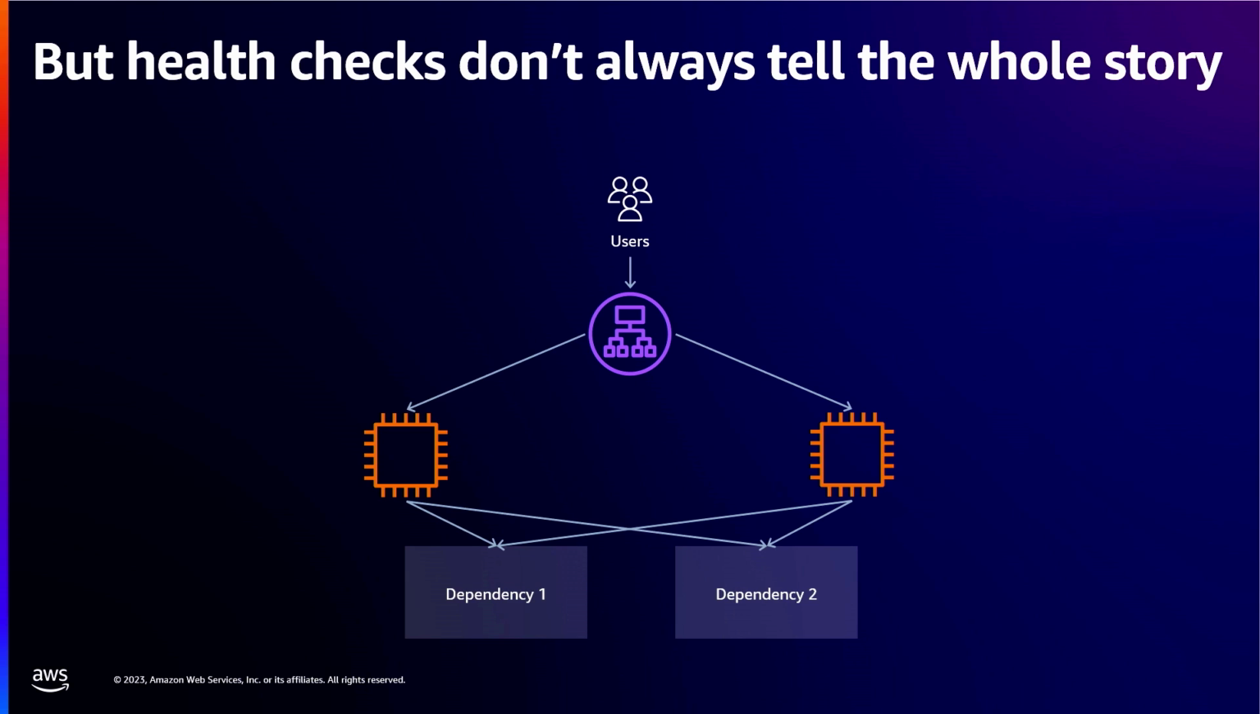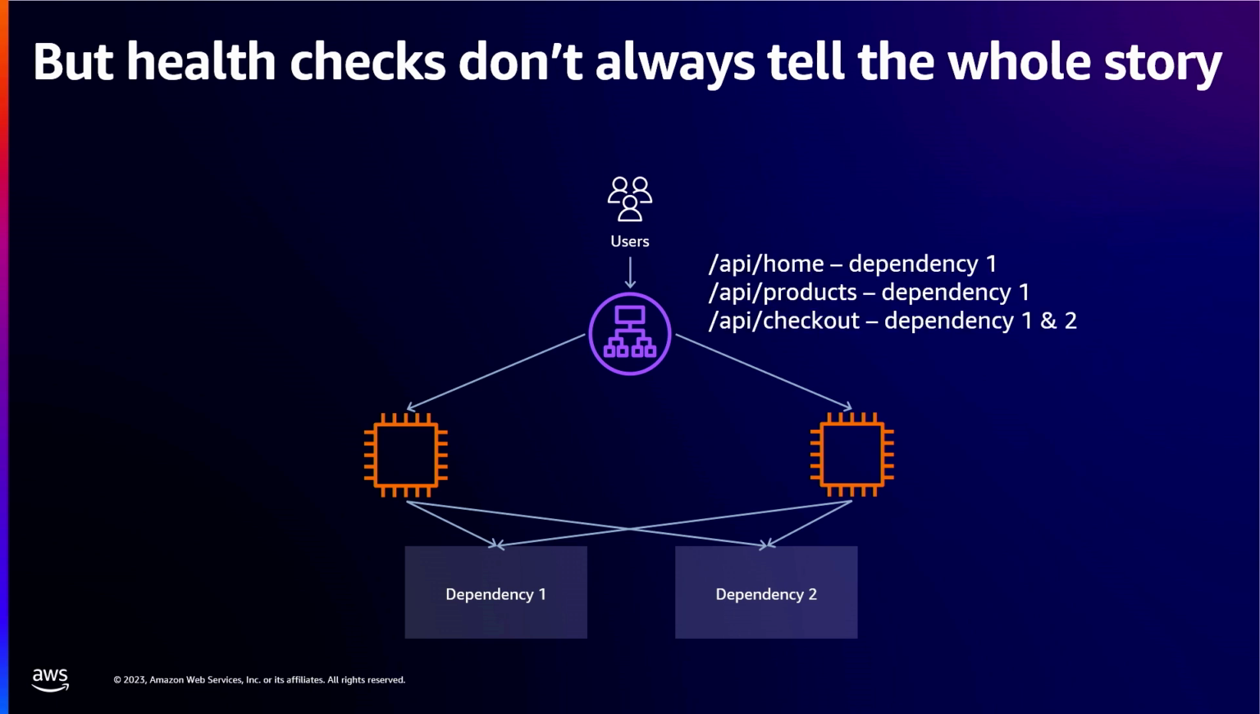The challenge that we run into, though, is that health checks don't always tell the whole story. Here I've got some instances behind a load balancer, and let's say I have 2 dependencies. These dependencies could be a third-party system, could be S3, could be DynamoDB, right? These dependencies have lots of potential APIs that you can interface with. And let's say that my system has 3 paths, 3 functions: a home, a products, and a checkout. Home relies on dependency 1, products relies on dependency 1, and checkout requires dependency 1 and 2.